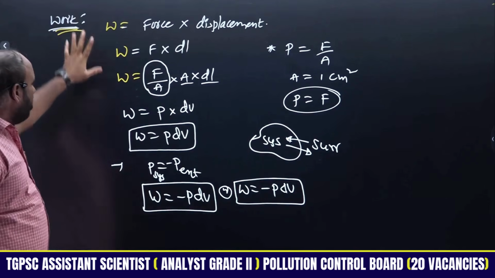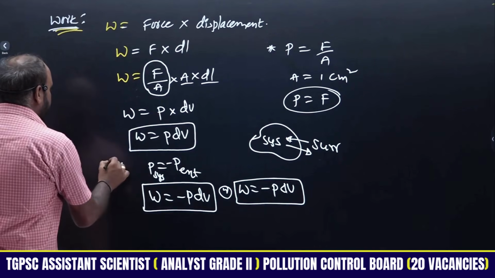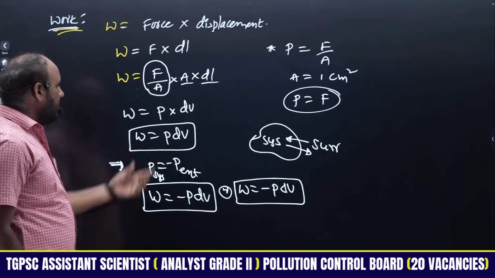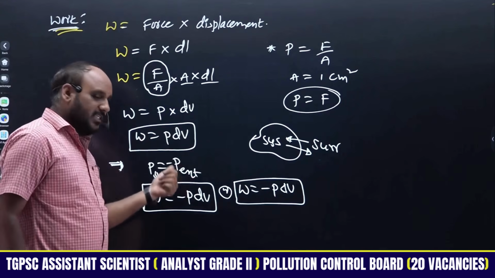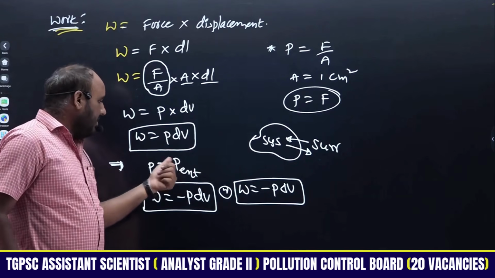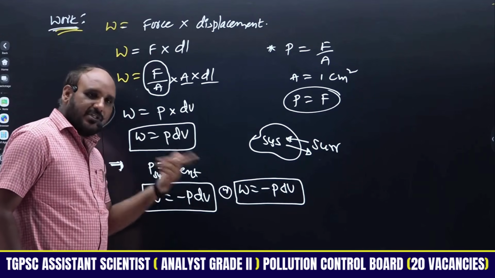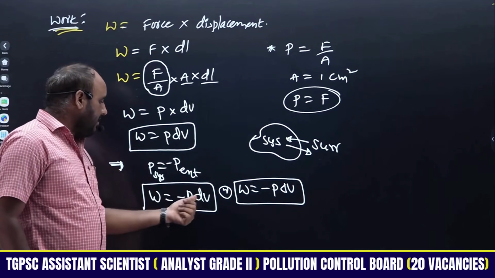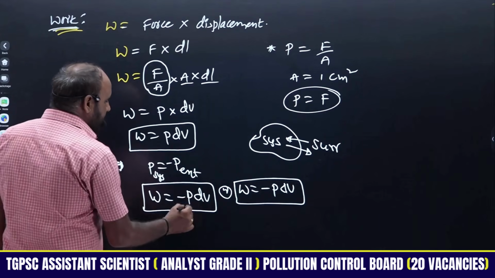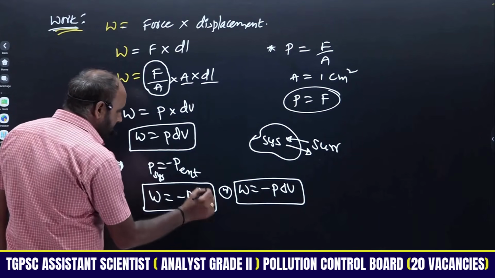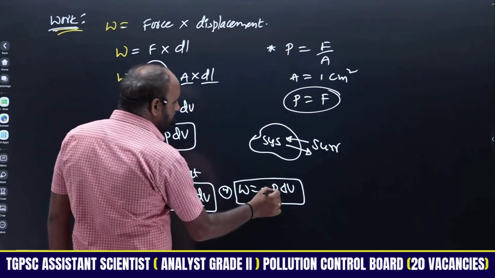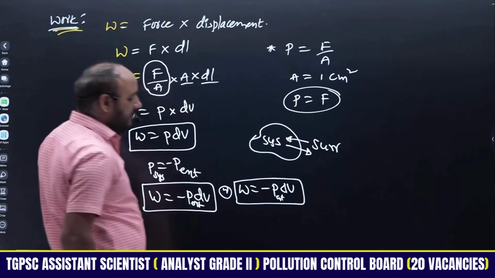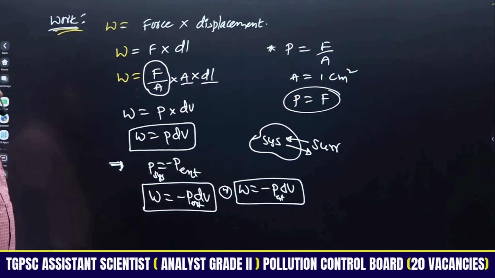So therefore what we have to remember is that work means W is equal to PdV. When we use external pressure, the direction of external pressure will be opposite to the system, hence that will be minus P external into dV, or minus P external into delta V. Therefore, simply we may call it W is equal to PdV, right?